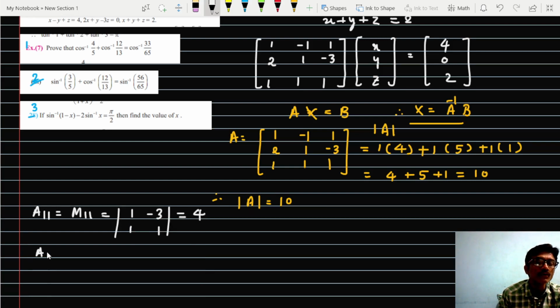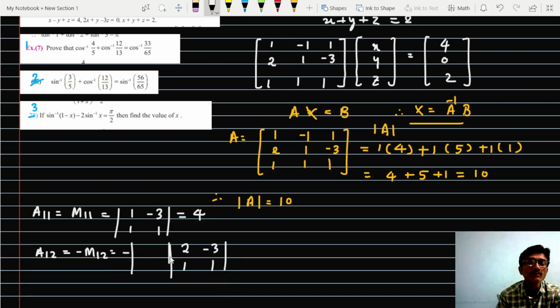Then A12 is equal to minus of M12, and it is minus of the value of this determinant. First row and second column are left out. So 2 1 and minus 3 1. Sorry, 2 1 minus 3 1 should be here.